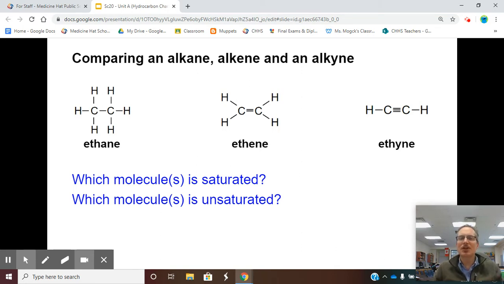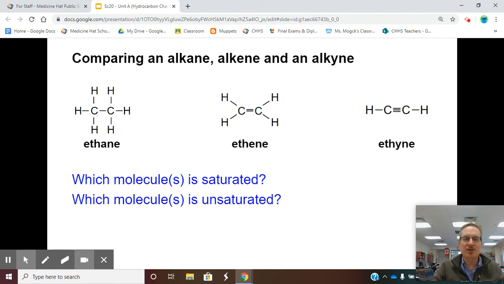Now, I want to also look at reactivity. And so let's look at this based on what we did on a previous day, saturated and unsaturated compounds. So I would like to look at an alkane, so we're going to look at ethane. I would like us to look at an alkene, and we're going to look at ethene. And I would like us to look at an alkyne, and we're going to look at ethyne. So we have a triple bond, we have a double bond, and we have a single bond.